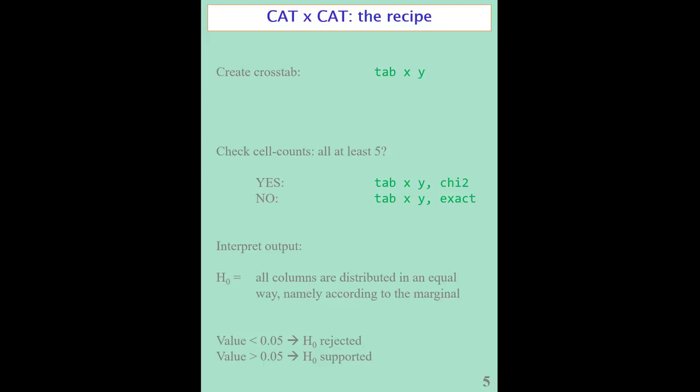And what we're testing here is the H0, more on this in a minute. All columns are distributed in an equal way, namely according to the marginal. That's the thing that we're testing. Sounds complicated, but actually it's not so bad.